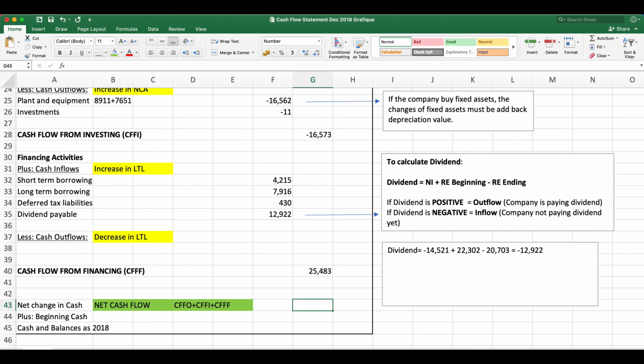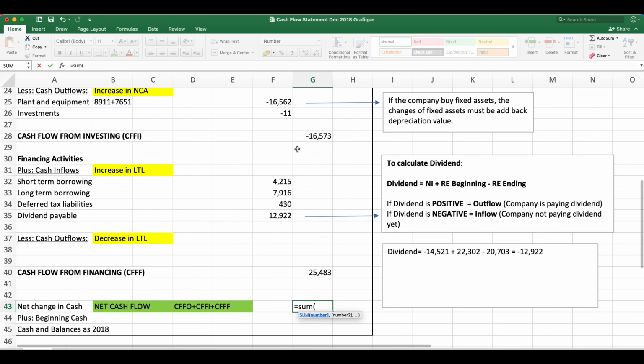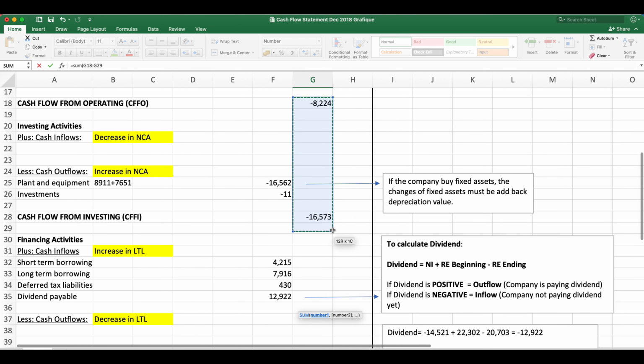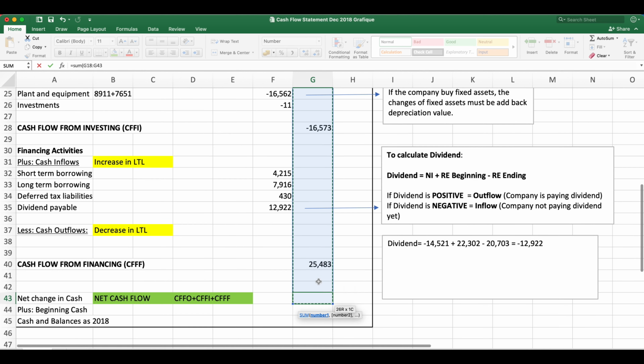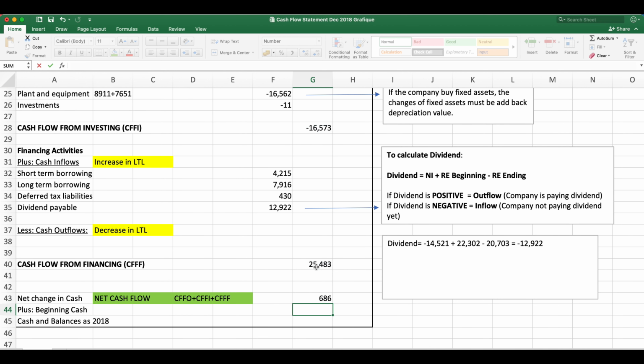The last part of our statement of cash flow is to total up, or to find the net cash flow here. So the net cash flow is equal to CFFO, cash flow from operation, plus CFFI, cash flow from investing, plus CFFF, cash flow from financing. So we total up here is equal to the sum of the total here. Operation, investing, and financing. Alright, so the net cash flow for the company is 686.